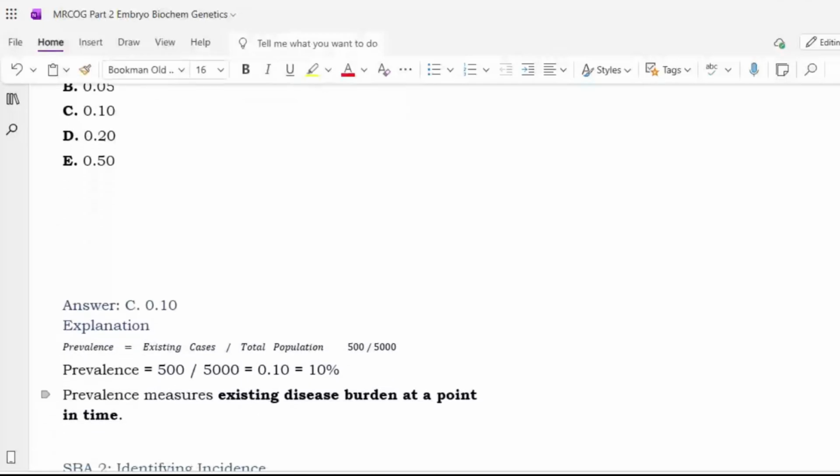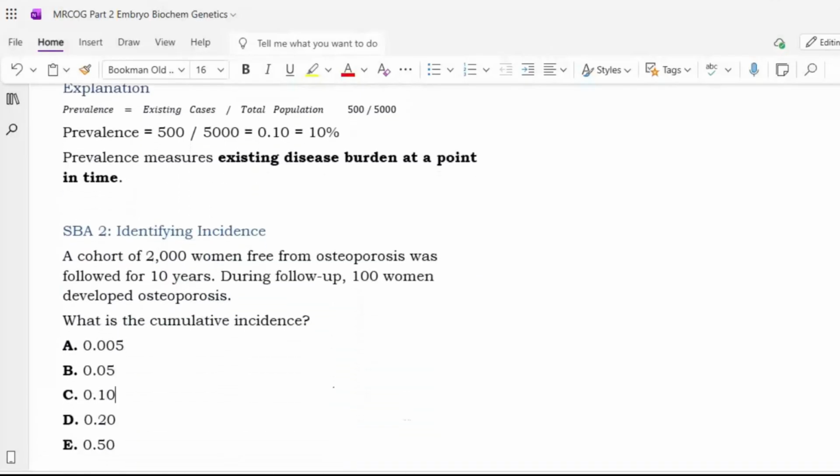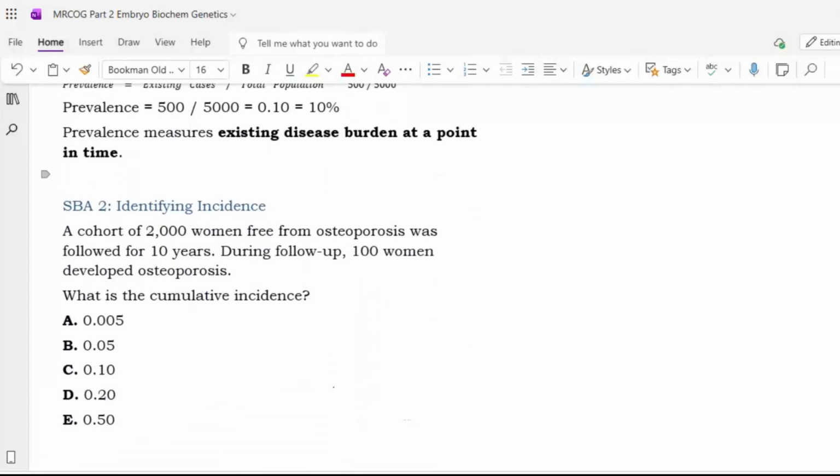So prevalence measures existing disease burden at a point in time. Next. Question number 2. A cohort of 2,000 women free from osteoporosis was followed for 10 years. During the follow-up, 100 women developed osteoporosis. What is the cumulative incidence? A is 0.005, B is 0.05, C is 0.10, D is 0.20, E is 0.50.